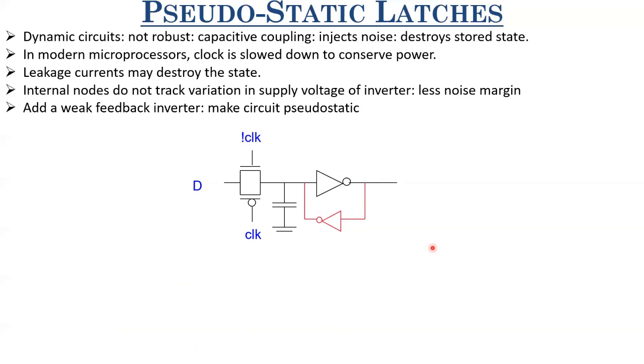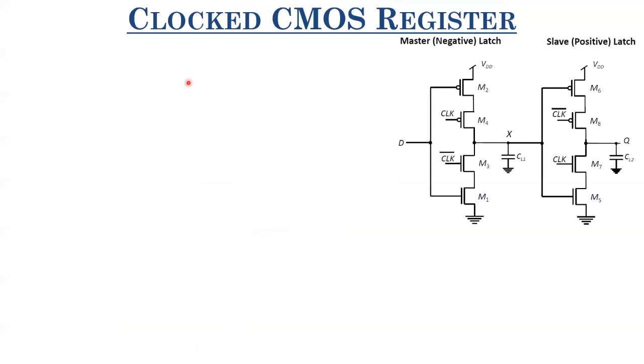Okay. Now there is a variant of this dynamic latch which is insensitive to clock overlap. Let us look at that. It is called the clocked CMOS register, or C-square MOS register. The structure looks something like this. Here also we have a negative latch followed by a positive latch, so this is a positive edge triggered register. You can see that it consists of only 8 MOSFETs, 4 N MOSFETs and 4 P MOSFETs.